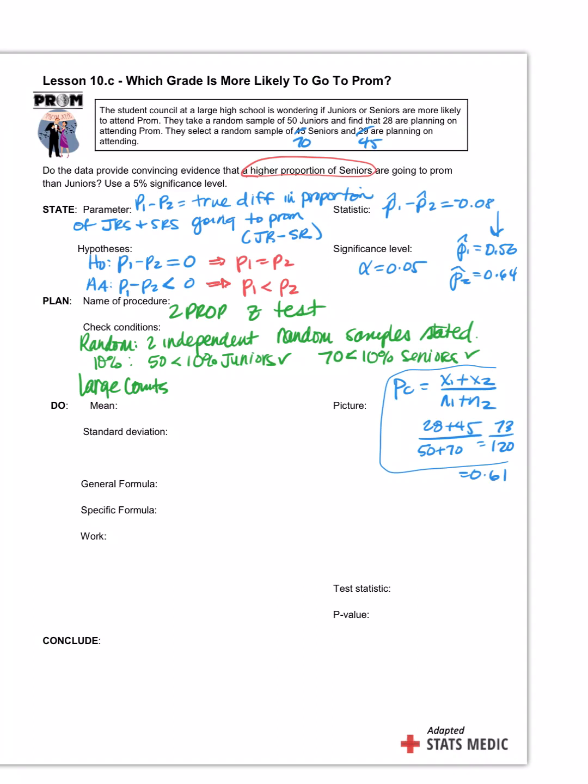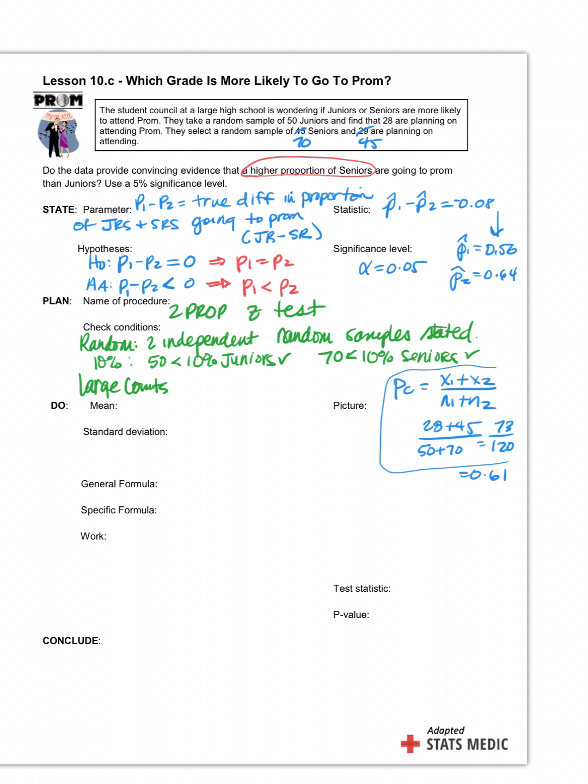All right, in 10.c, we're going to use the same prom scenario we used in the previous one. If you read the write-up, they changed the sample to 45 and 25 out of the 45 seniors go to prom, but I'm switching it back to the same scenario we had, just to keep consistency on what we're doing here. So it was 70 seniors and 45 of those are going to prom.